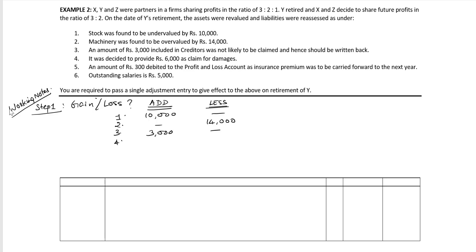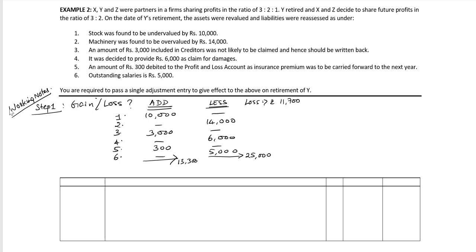Point 4, it was decided to provide rupees 6,000 as claim for damages. So that's under less. Point 5, an amount of rupees 300 debited to profit and loss account as insurance premium was to be carried forward to the next year. So it's prepaid insurance under add. And last point, outstanding salaries rupees 5,000 against less. The total of the add comes to 13,300 rupees and the total of the less comes to 25,000 rupees. So there's a loss of rupees 11,700.